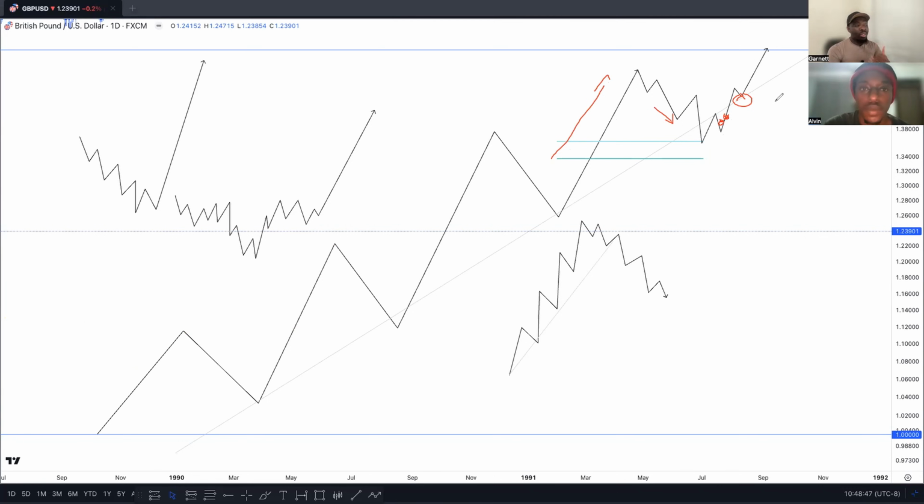Because of my entry model, I'm getting my entries here. Now you need to know what model is best for you in terms of your risk to reward, your psychology, and the entry model needs to fit you. So I can get an entry model that gives me an entry here. Now this might be very risky because at this point you don't know if price is going to weak you out before moving again to the upside.